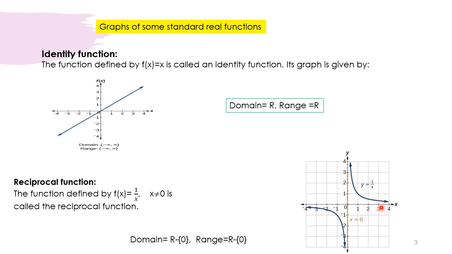So it is not touching the x-axis, which means you are not getting y = 0. If it touched the y-axis, at that point x would be 0, so it will never touch the y-axis. So x is not equal to 0. From the graph you can observe the domain is the set of real numbers except 0, and the range is also the set of real numbers except 0.